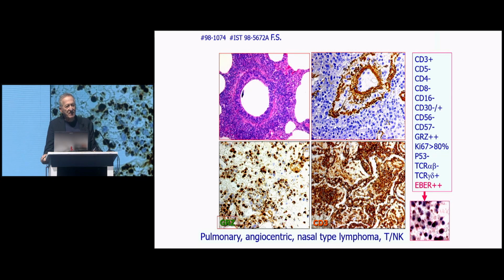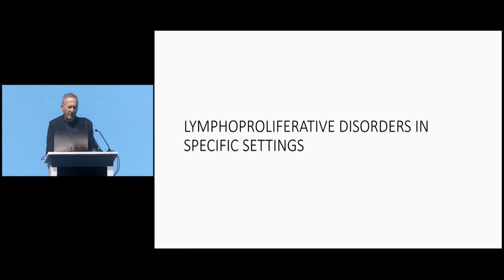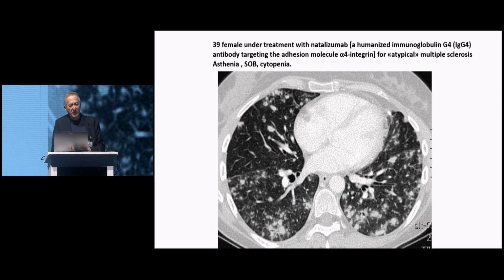We have an angiocentric, angiodestructive process consisting of granzyme-positive cells, CD3-positive cells, and positive for EBER, so infected by Epstein-Barr virus. We can also have lymphoproliferative disorder in specific settings. Of course, post-transplant is one of those, but this was a 39-year-old female under treatment with natalizumab, a monoclonal antibody targeting alpha-4 integrin, and she was treated for atypical multiple sclerosis.